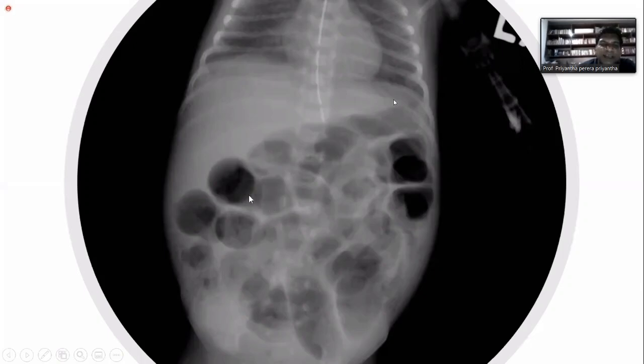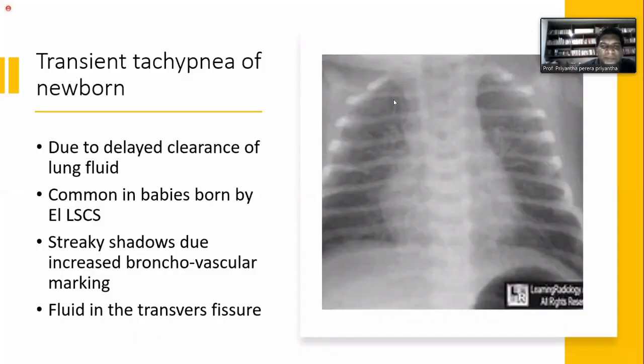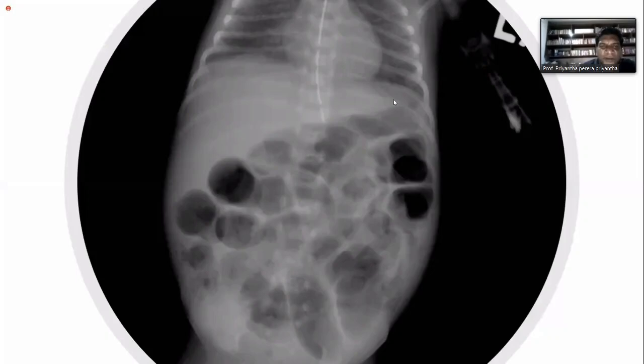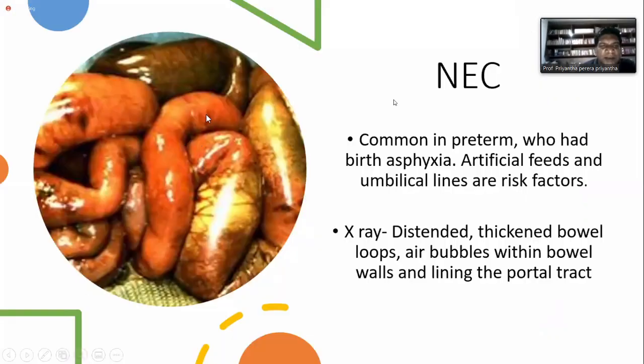And then what happens? Ultimately, the bowel will burst, rupture, and cause free air in the peritoneal cavity. Air, gas in the peritoneal cavity. Right? That's the end result. So this is what you see. If you open up this abdomen, they are necrosed. Dead bowel loops. Right?